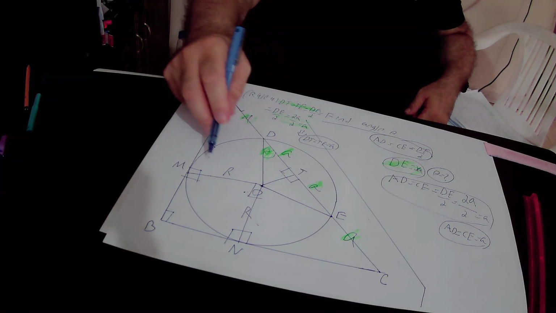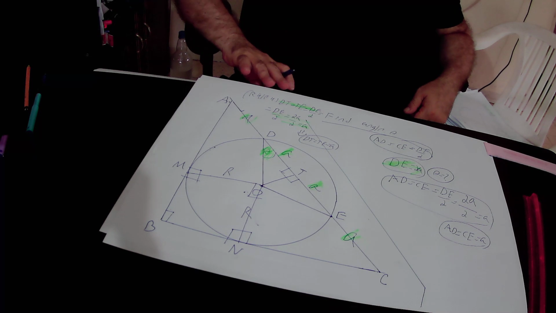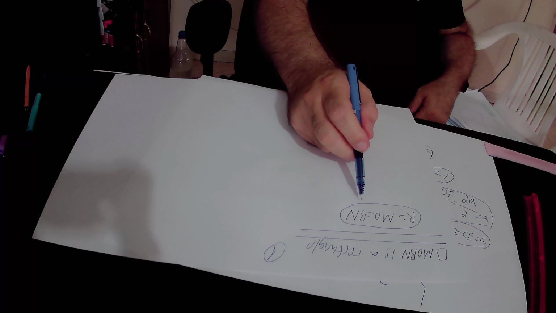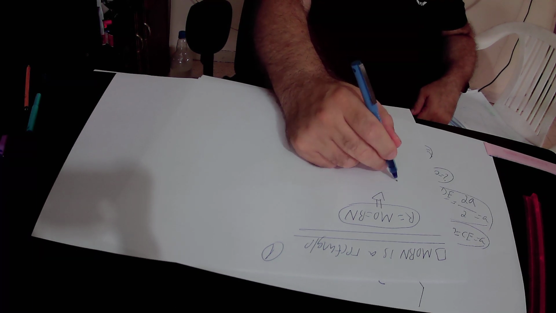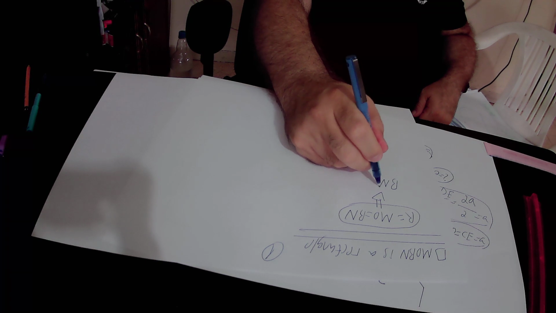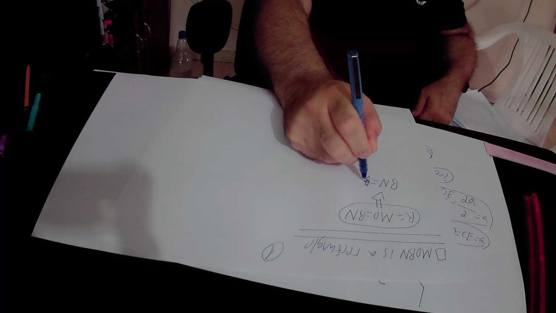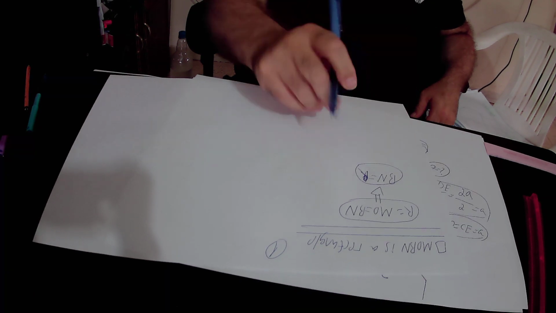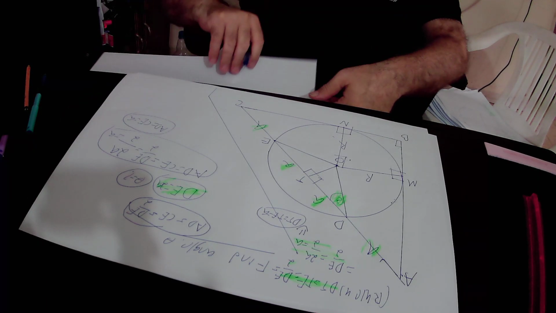But MO equals R, according to what we already found out. And from this equation, R equals MO equals BN, we derive that BN is also equal to R. BN is equal to R.